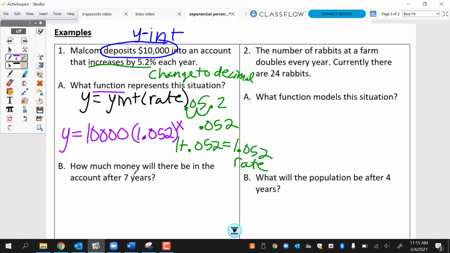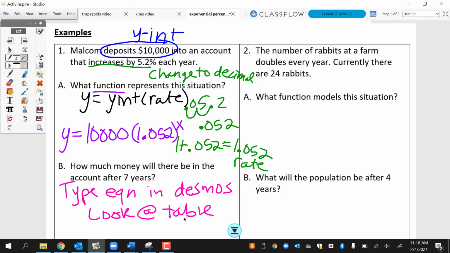The second part, when it says how much money will there be in the account after 7 years? So what am I supposed to do now? Well, now I have my equation. So I'm going to type the equation in Desmos. And then I'm going to look at the table.